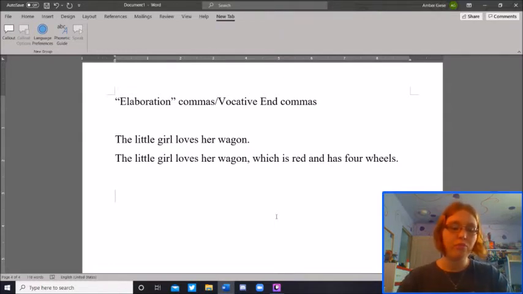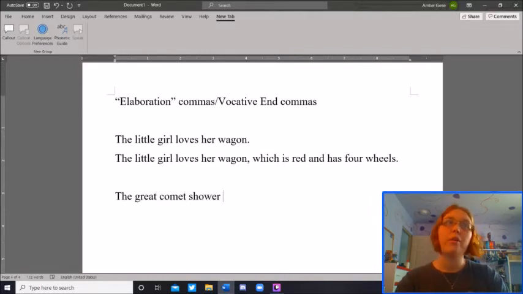So the Great Comet Shower was filled with meteorites.